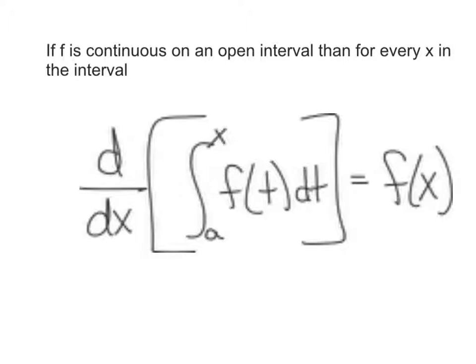If f is continuous on an open interval, then for every x in the interval, here is the second fundamental. The derivative of the integral from a to x of f of t dt is equal to f of x. Did your mind just explode? Well, let me slow down. I'm taking the derivative of an integral. What do you think's happening when you take the derivative of an integral? Keep that in mind. And I'm going to go through a quick example with you.